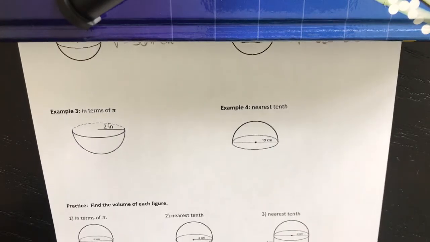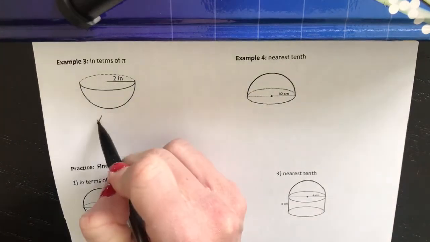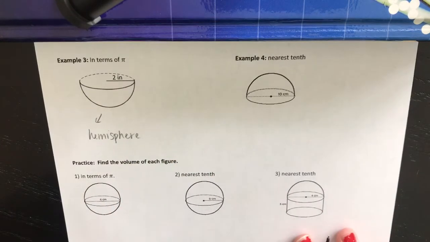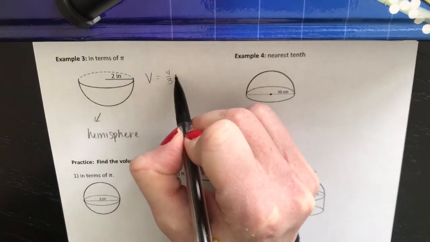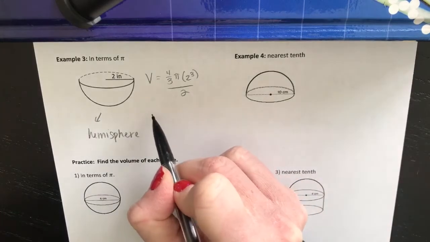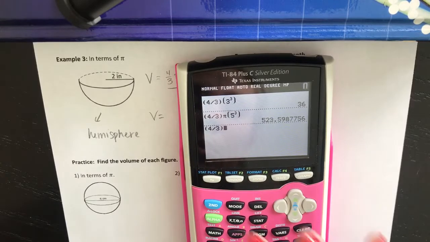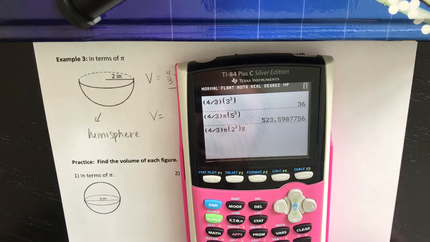Okay, this down here, if it is half of a sphere, these are called hemispheres. So that wording could be used. Basically, we're going to do the formula, but we're going to divide it by 2. So we're going to do 4/3 pi 2 cubed. We'll hit enter, and then we'll divide the whole thing by 2. You can actually right here just click divided by 2, and that would work as well.